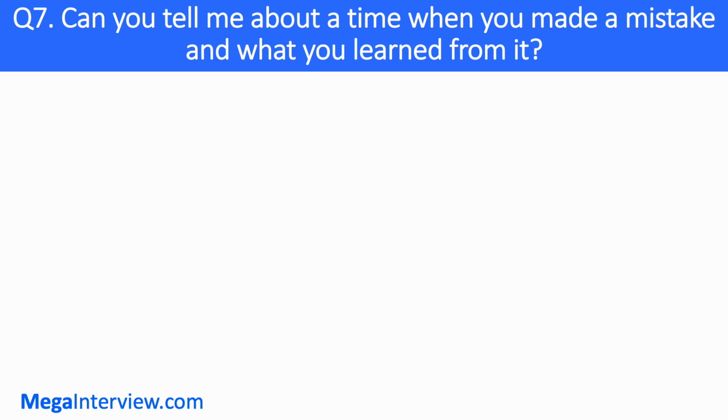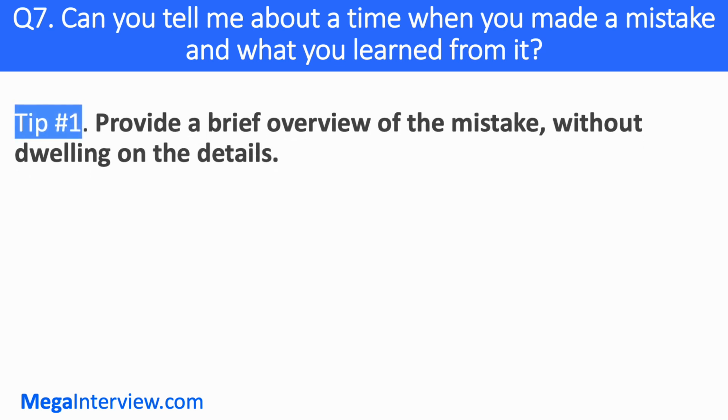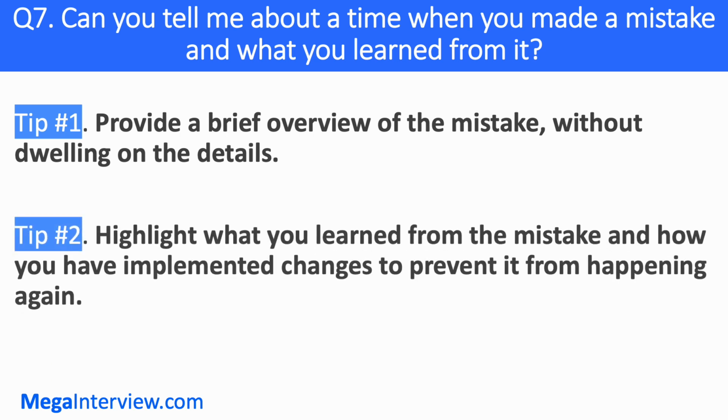Another common job interview question is, can you tell me about a time when you made a mistake and what you learned from it? Here are two tips. Tip number one, provide a brief overview of the mistake without dwelling on the details. And as discussed before, make sure that you don't pick a mistake that could hurt your chances of landing the job. Tip number two, highlight what you learned from the mistake and how you have implemented changes to prevent it from happening again. Here's our top scoring answer to this question.